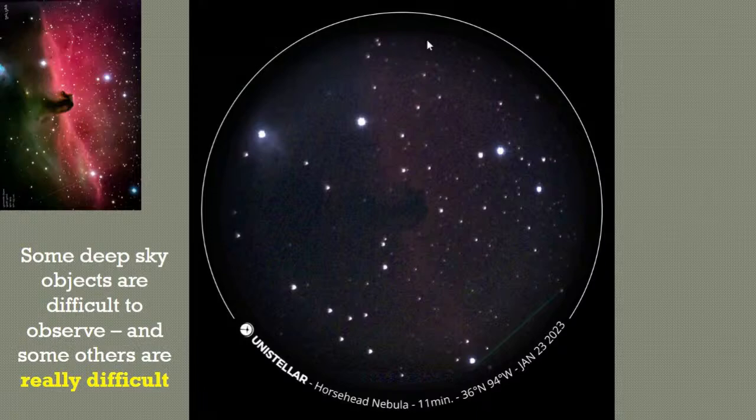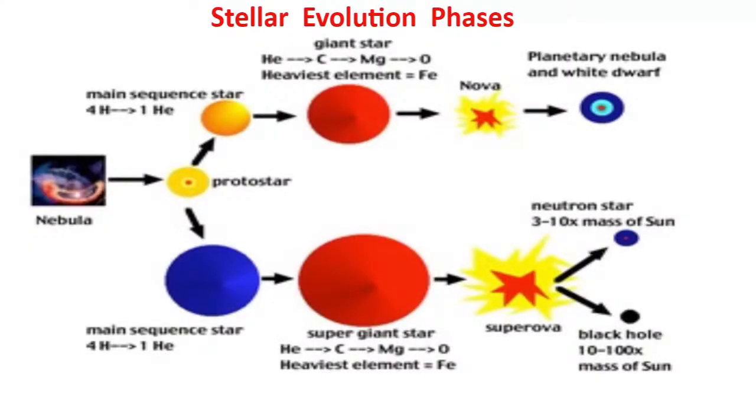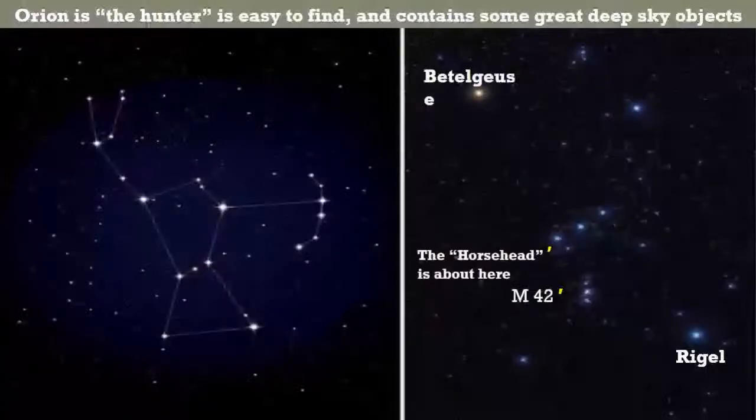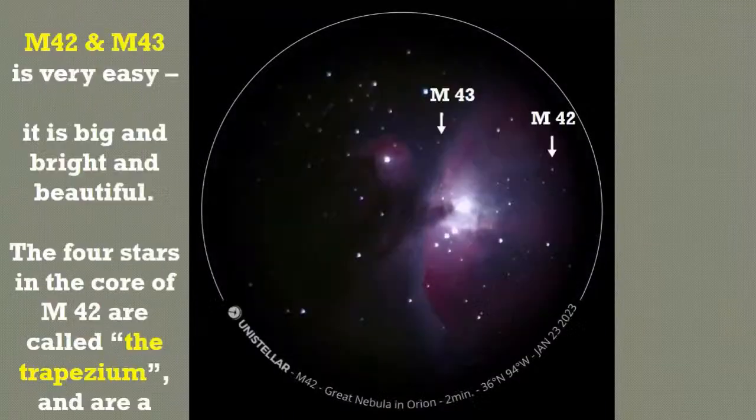M42, on the other hand, is in the sword of Orion. We go back right down here. We have the belt of Orion here, and the sword is hanging down from the belt. And M42 looks like that third star in the sword. But even through binoculars, it's spectacular.